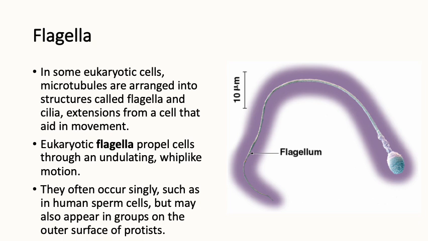Some eukaryotic cells have specialized structures made up of microtubules called cilia and flagella. These structures extend from the cell surface and are involved in movement. Flagella are typically long and few in number and propel cells through a whip-like motion, as seen in the human sperm cell. Cilia are shorter and more numerous and move in coordinated waves. Both structures allow cells to interact with their environment, either by moving the entire cell or moving fluid around the cell surface.